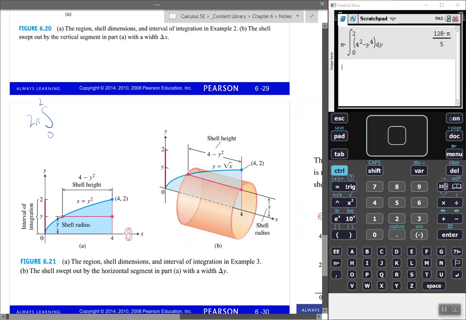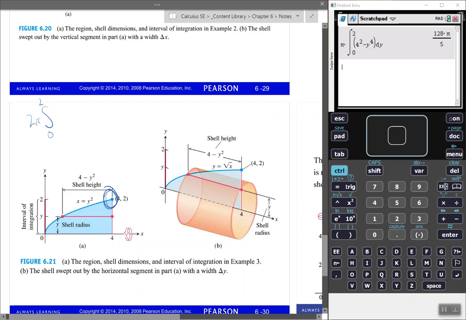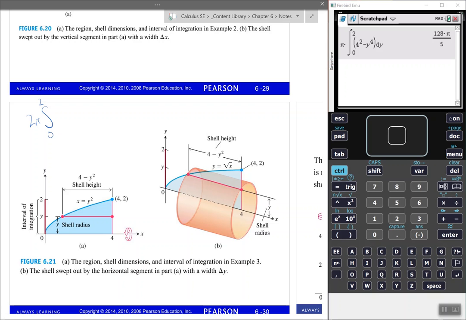Same thing. So the function is y squared, but the shell height is 4 minus y squared. So the shell height here is 0 and the shell height here is 4. So it's changing, but it's not changing exactly as the function changes. So we have to take into account this extra little bit here. So again, this is not the best way to integrate this one. It is a little bit more challenging to do it this way. So I would rearrange this one.